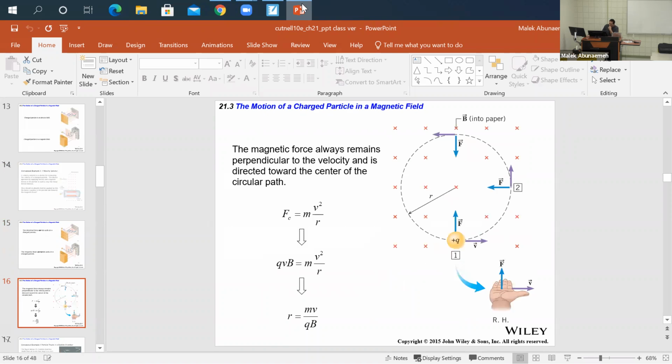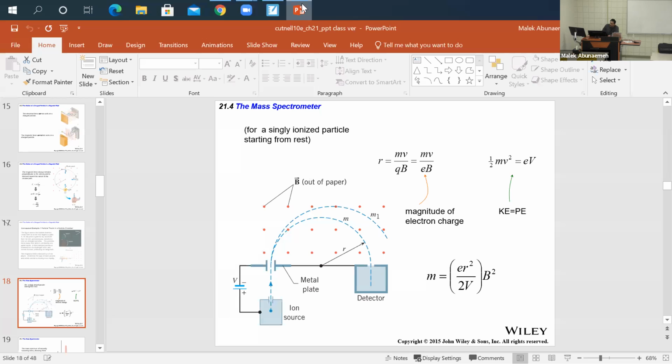Now, we also look at the magnetic force, which remains perpendicular to the velocity and is directed towards the center of the path. It is the centripetal force, which is mv squared over r. We said that qvB was going to equal mv squared over r. When the velocity cancels out, your radius equals mv over qB.